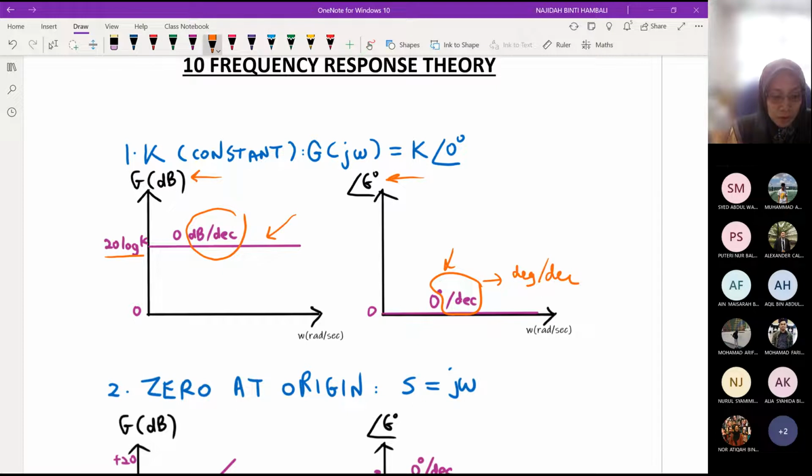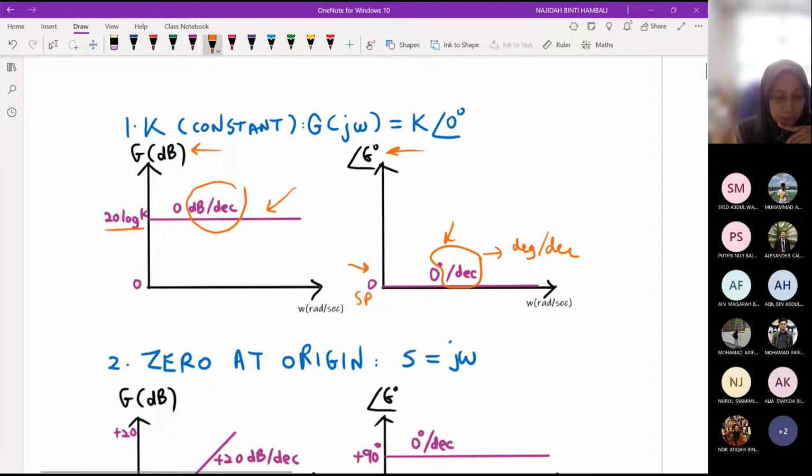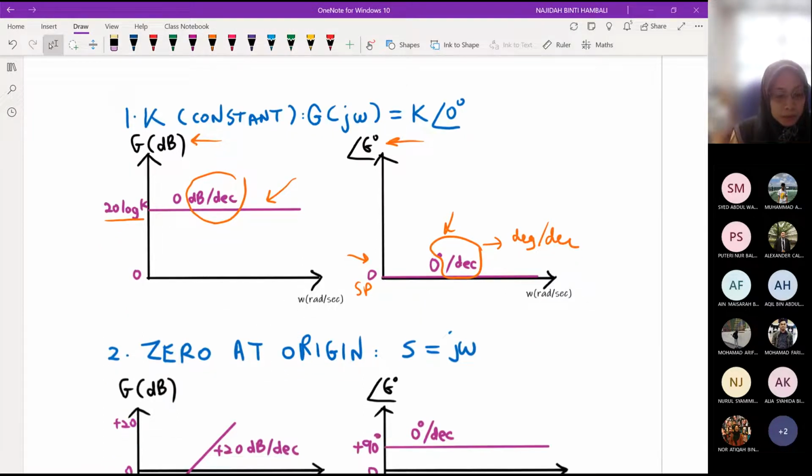And for theory number one, which is for constant K, the phase starting point is 0 degree. SP is for starting point. And the slope, since the sketching for phase is a straight line, the slope is 0 degree per decade. And this is for your constant. You need to finalize your constant value in the transfer function, then only you calculate 20 log K.